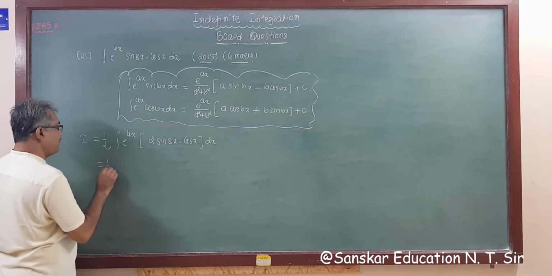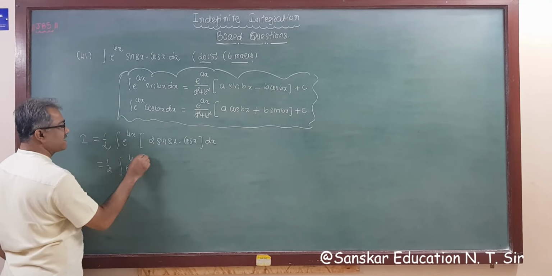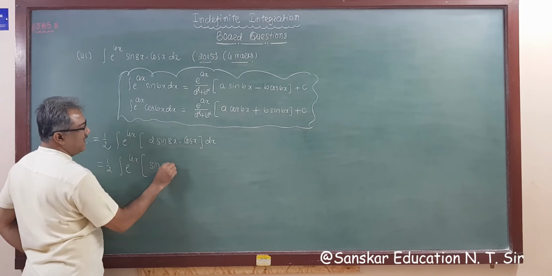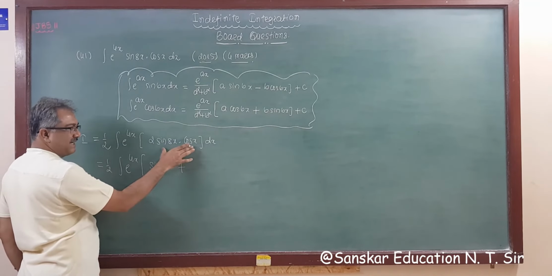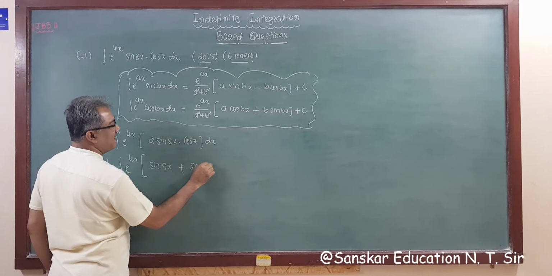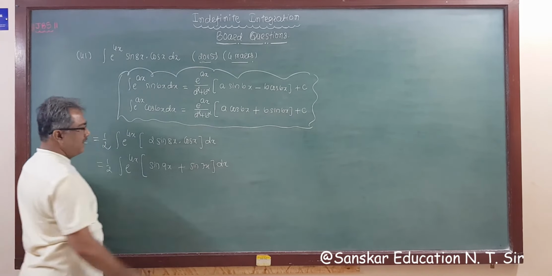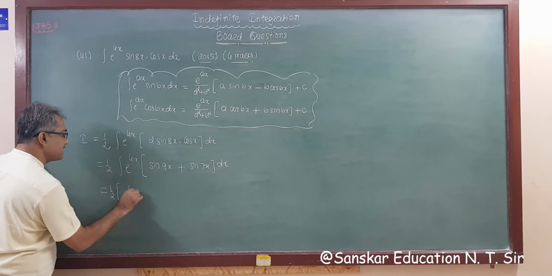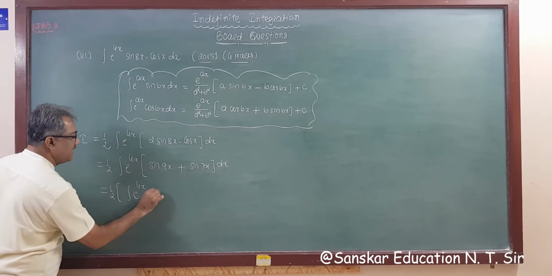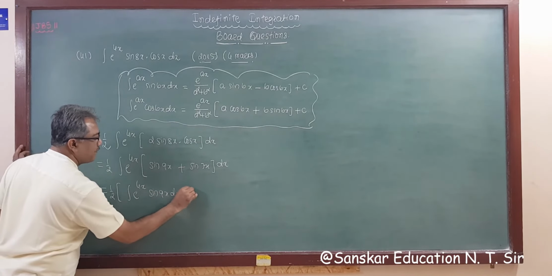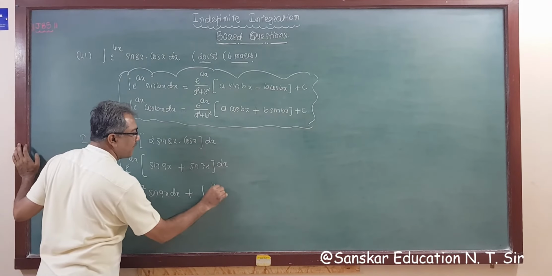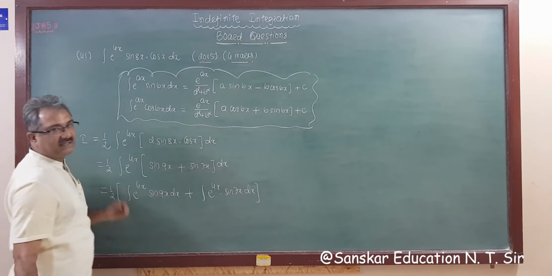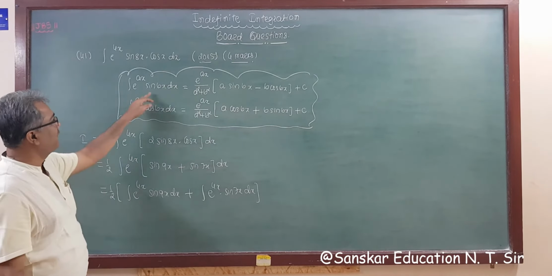So this is 1 upon 2 integration e raised to 4x, right? 2 sin a cos b, sin a plus b, 8 plus 1, 9x, plus sin a minus b, that is sin 7x, and dx. Now multiplying this, what do we get? This is 1 upon 2, right? Integration e raised to 4x sin 9x dx plus integration e raised to 4x sin 7x dx. This is the multiplication.